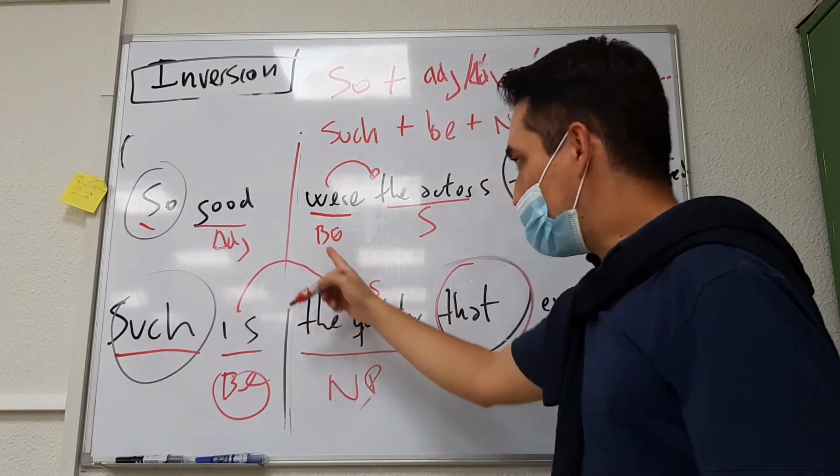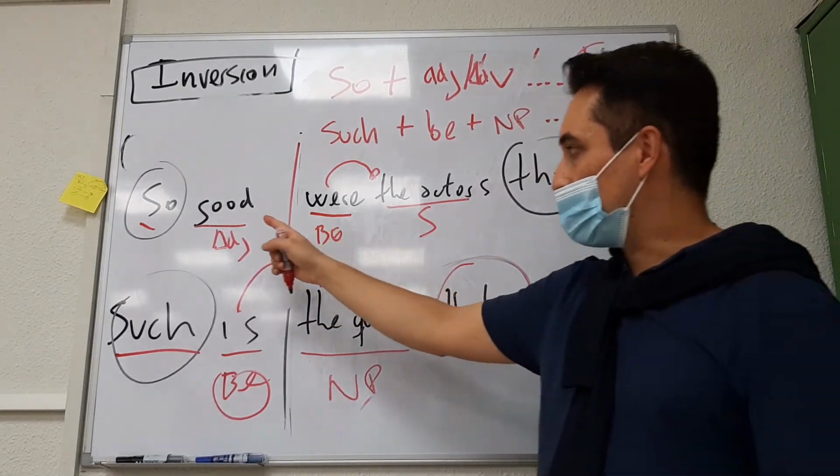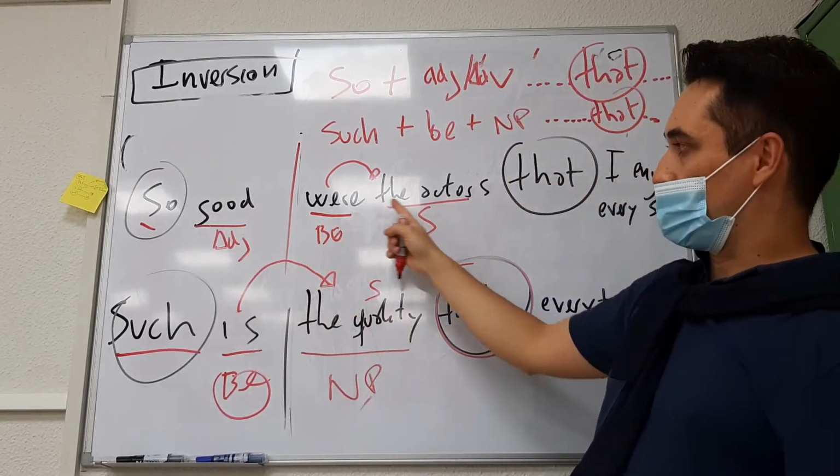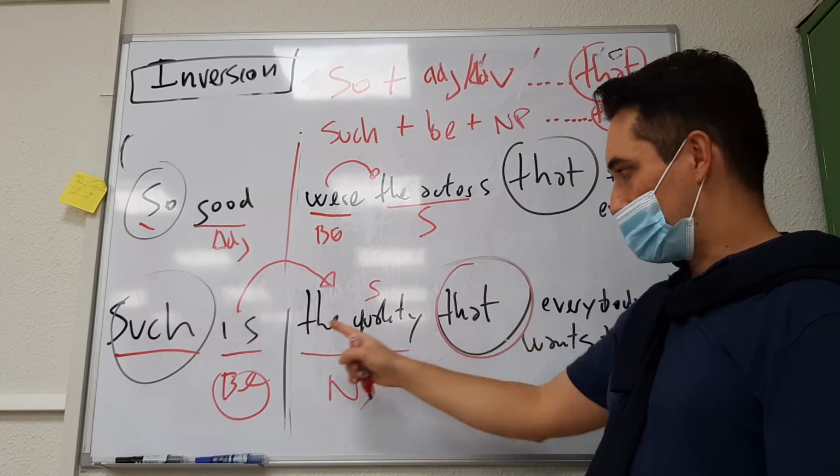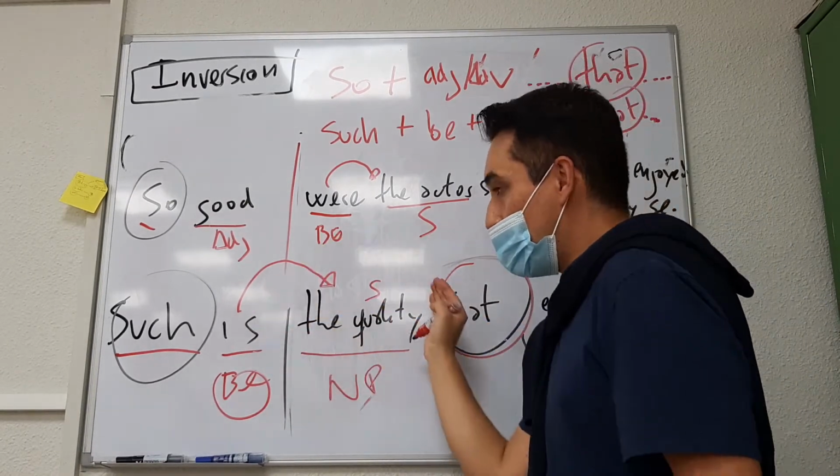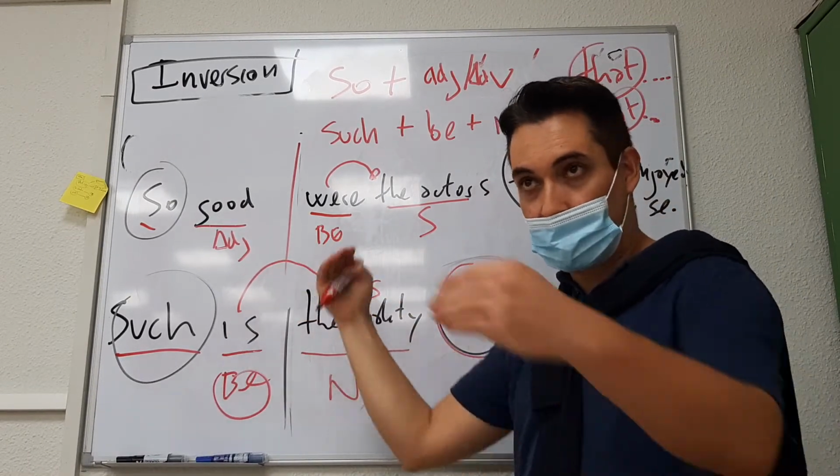Yeah. This is the inversion. The inversion is here. Yeah. So good were the actors. The verb to be before the subject. Here is the inversion. Yeah, the change of order.